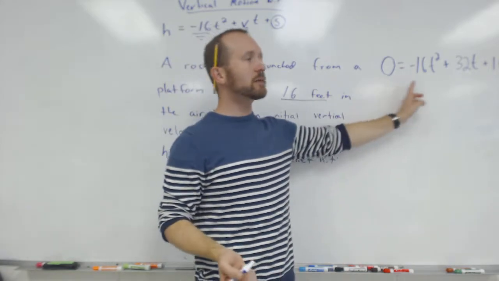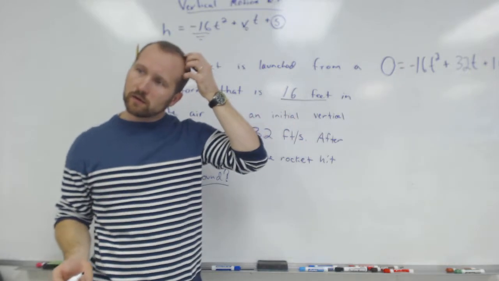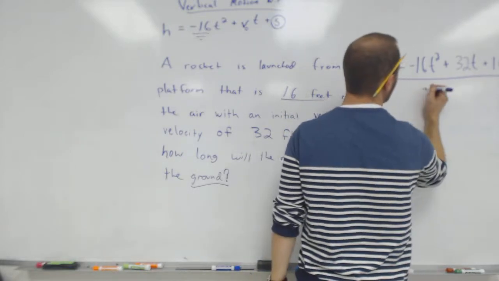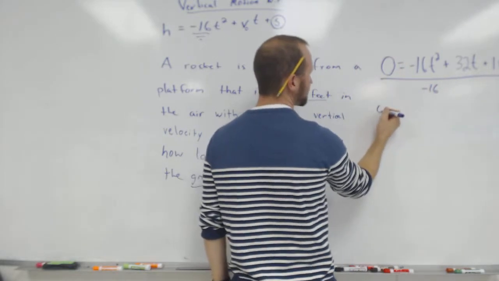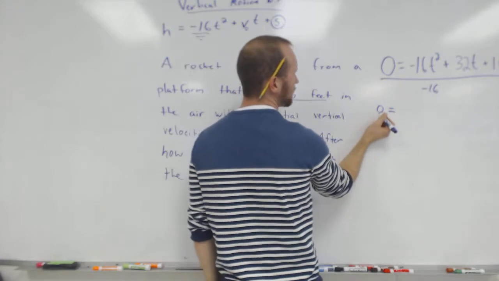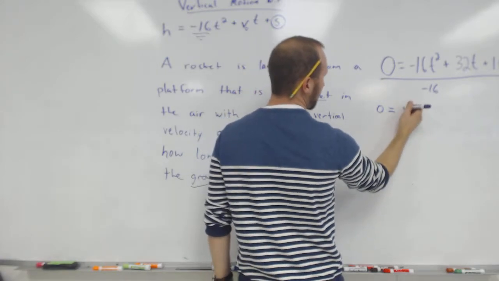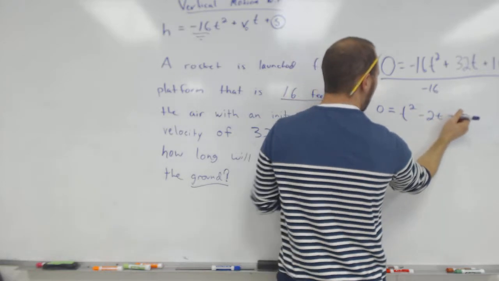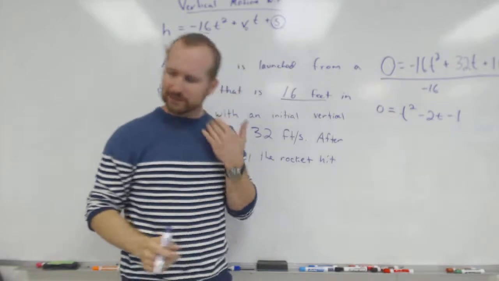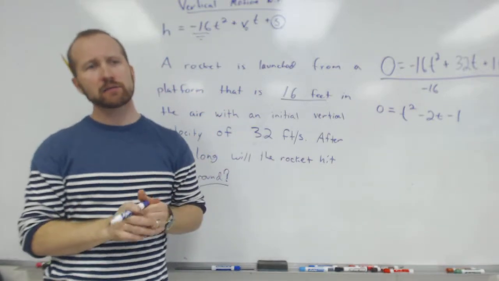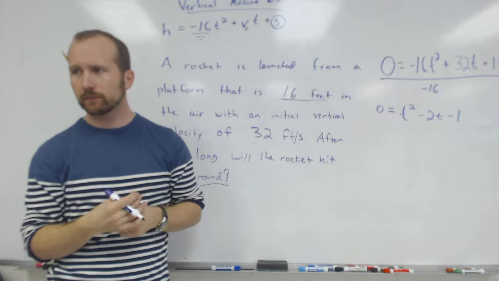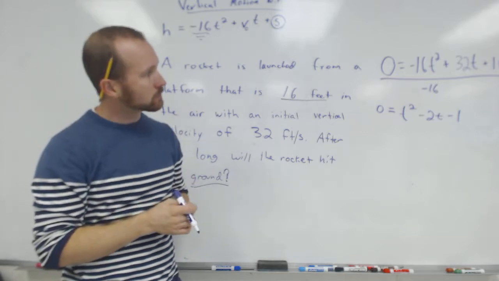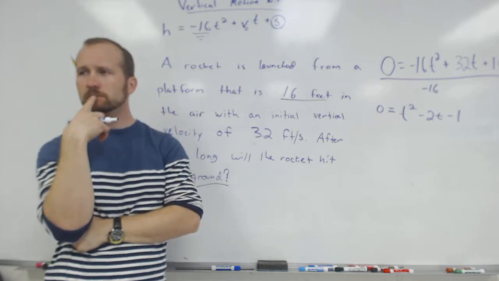So now I have to solve this equation. You can divide everything by 16. Yeah, and I would actually divide everything by negative 16. 0 divided by negative 16 is still 0. And then we've got t squared minus 2t minus 1. So I'm trying to think of factors of negative 1 that add up to negative 2.